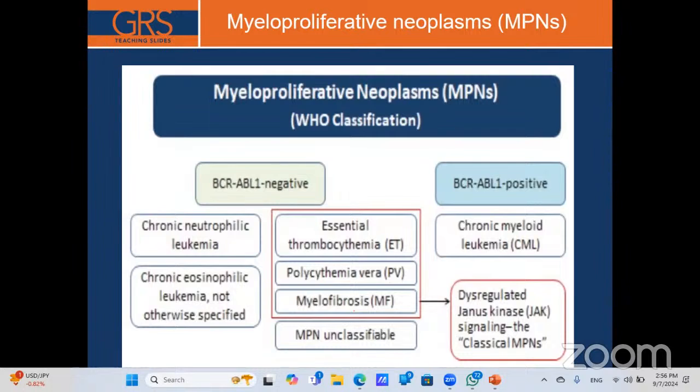The WHO further classified the myeloproliferative neoplasms into BCR-ABL positive. BCR-ABL is the Philadelphia chromosome, which we are going to talk about a few slides later, and this is diagnostic for chronic myeloid leukemia, or CML. And the BCR-ABL negative myeloproliferative neoplasms include the three most common: essential thrombocythemia, polycythemia vera, and myelofibrosis, which are called the classical MPN, as they share the same genetic mutation, which is JAK2 mutation. There are also other disorders like chronic neutrophilic leukemia, chronic eosinophilic leukemia not otherwise specified, and MPN unclassified. Next slide, please.